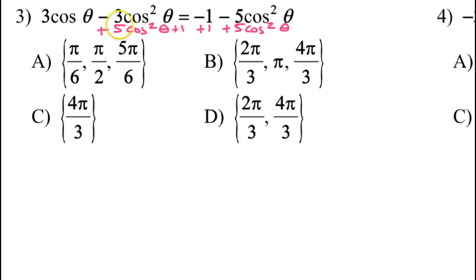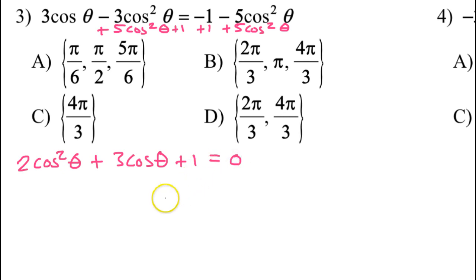So that'll give me 0 over here. When I rewrite this, I'm going to put the squared term first. So 5 cosine squared minus 3 cosine squared is 2 cosine squared. So I have 2 cosine squared theta, and then there's my plus 3 cosine theta from right here, and then the plus 1 that I just brought over, and that is equal to 0. Now hopefully this is factorable, so let's dive in and try to factor it.